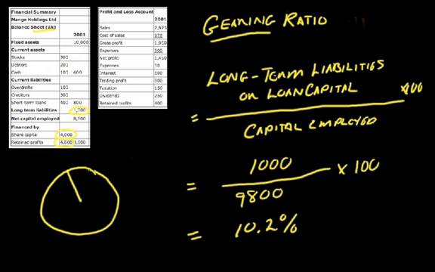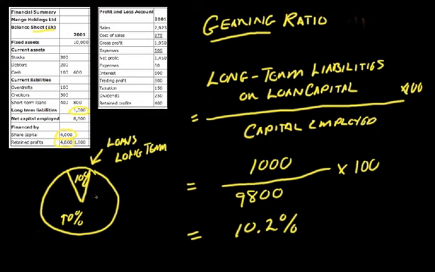So what this means is, of our capital employed, this pie represents our capital employed. I'm just going to estimate here, roughly 10% of that is loans or long-term debt. And again, these are long-term. And the remaining 90% represents our own equity, whether it's retained profits or share capital in the firm.